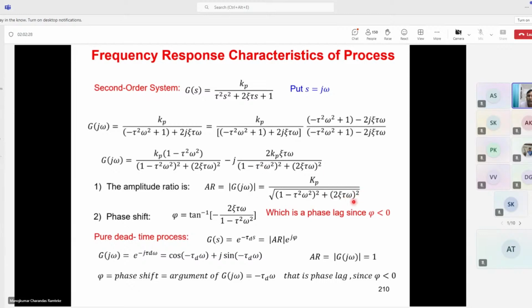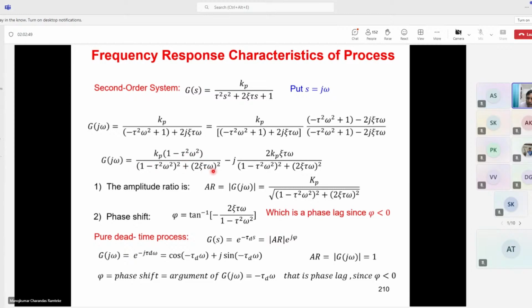This is what we are going to obtain if we square the real part plus square the imaginary part, add them and take the square root of the entire term. That will give me the amplitude ratio directly like this. Similarly, the phase shift or phase angle will be what? Tan inverse of the imaginary part divided by the real part.